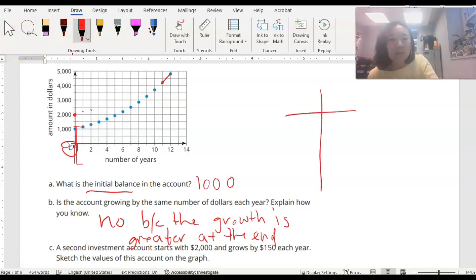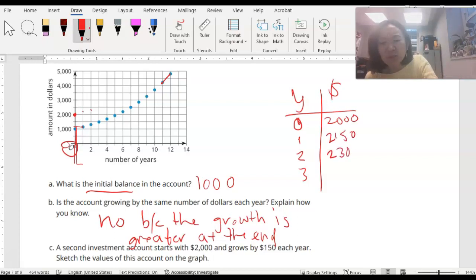And a wise idea always is to create a table, so years and then money, dollars. All right, so we're starting with 2,000. Oh, no, put that in the wrong spot. Years is 0, 1, 2, 3. Right, so we're starting with 2,000. We're going up 150. So 2,150, 2,300, 2,450, 2,600. 5 years, 2,750, right?